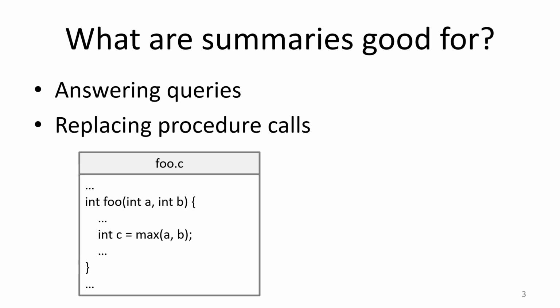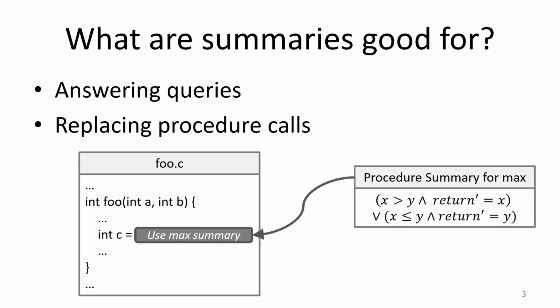Continuing the example shown before, when we see a call to the max procedure, for which we already have a summary, we can replace the call with a new operation whose behavior is exactly described by that summary. That substitution, in turn, helps us to build a summary of the calling procedure, such as the one shown here. By proceeding in this way, we can summarize all the procedures in a program.